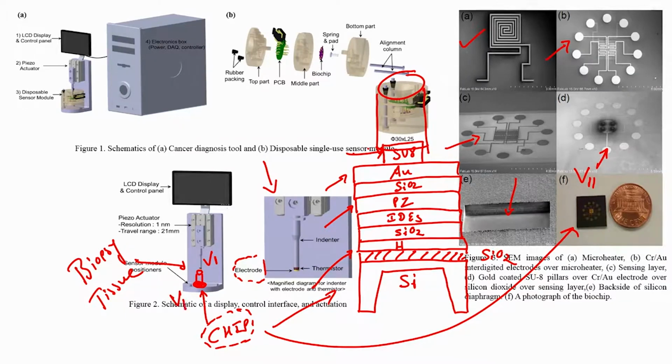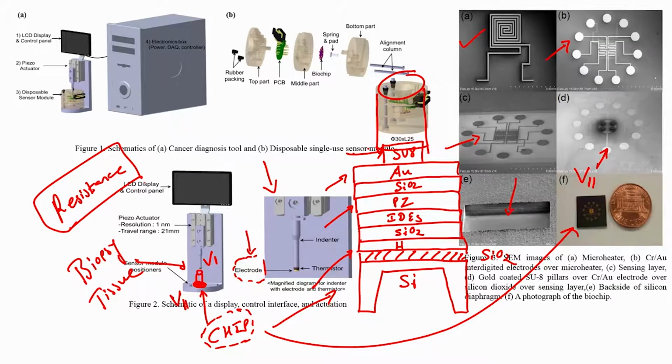If I apply voltage between V1 and V11, then depending on the resistance of the tissue, my current will change. If I apply a potential difference, that is voltage, between the two pads V1 and V11, it is like two electrodes. Electrode 11 is on the chip, electrode 1 is on the indenter. If I apply voltage between those two electrodes and there is a tissue in between, I can see a change in current, and that change in current will be because of the resistance of the tissue. So, if I know the voltage and the current, I can measure the resistance of the tissue.